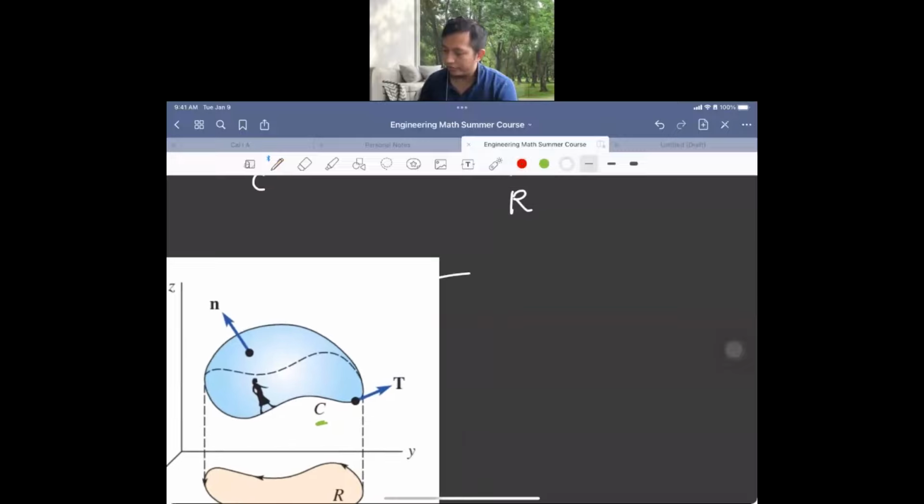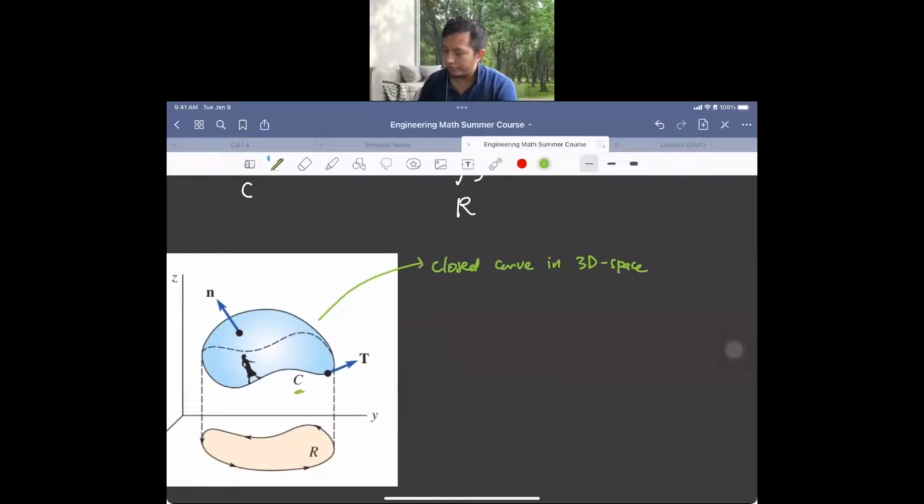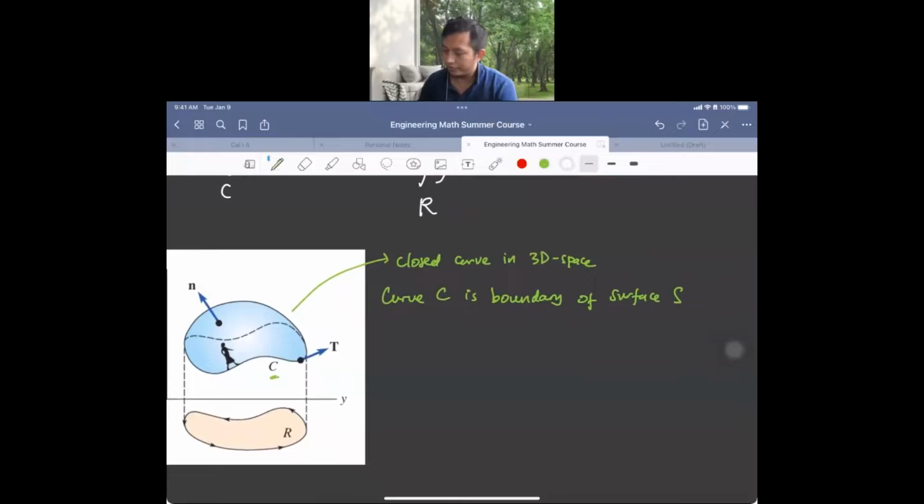Practically speaking, let me just write in my own words that the curve is a closed curve in 3D space. Then I can write that the curve C is the boundary of surface S, similar to Green's theorem. And then the assumption is that we have positive orientation.